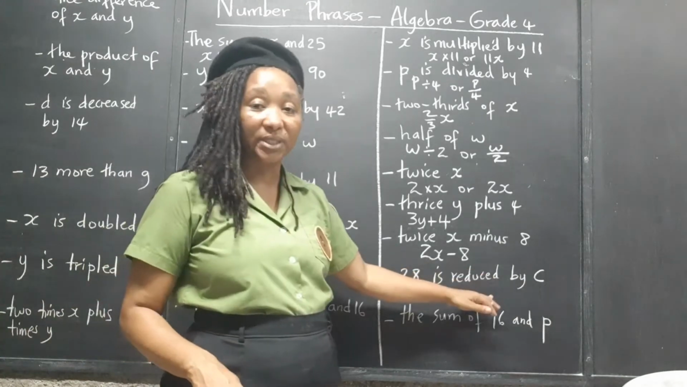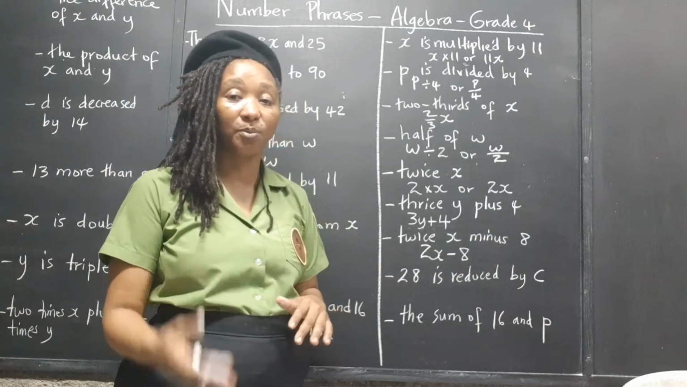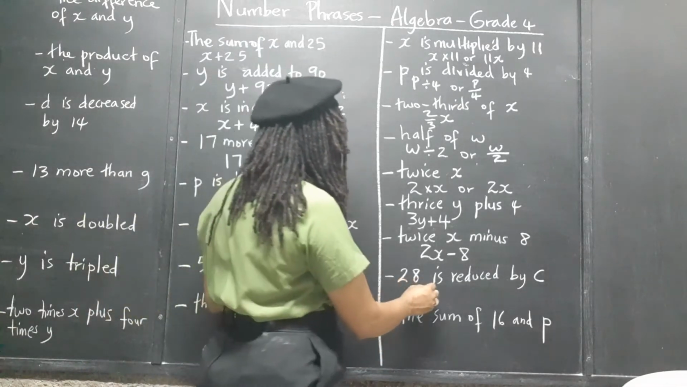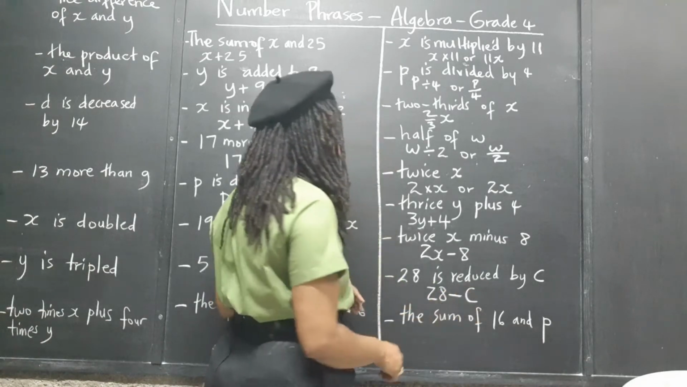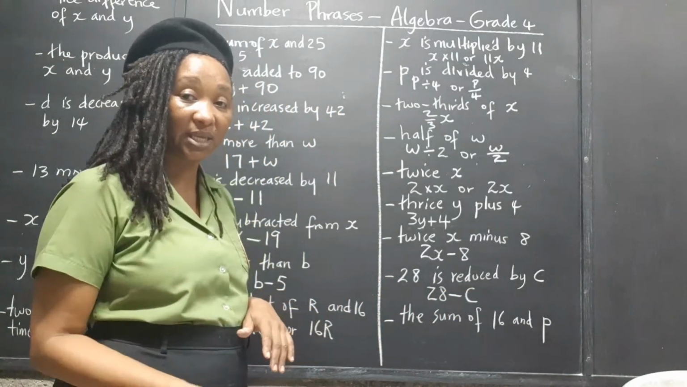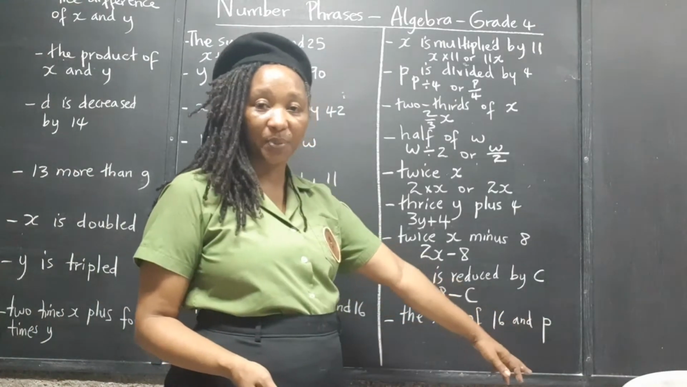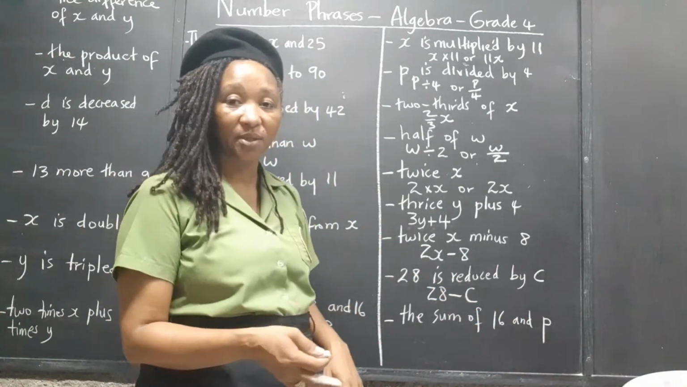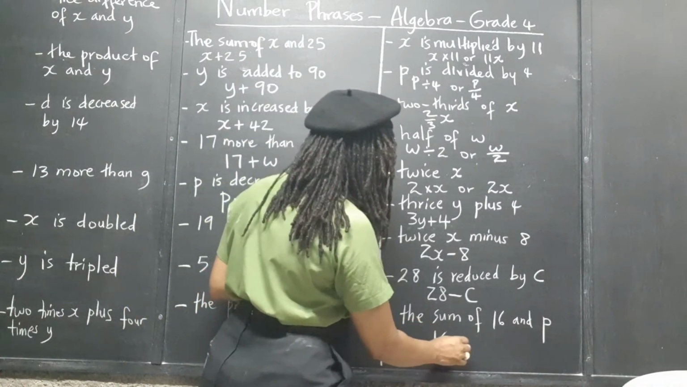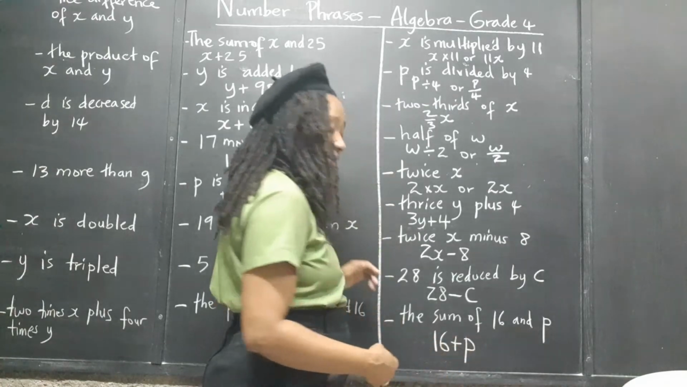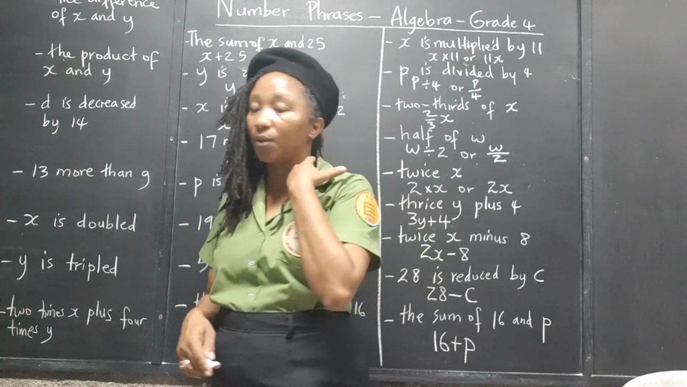28 is reduced by c. To reduce means to get less, to subtract, to take away. So 28 is reduced by c. 28 minus c. The sum of 16 and p. Sum means we add. So the sum of 16 and p is 16 plus p. Alright, so let's go.